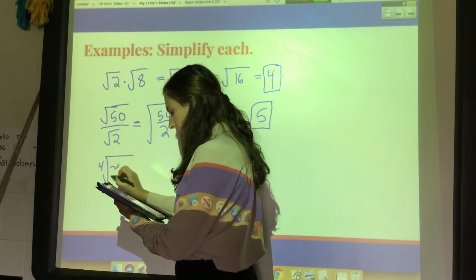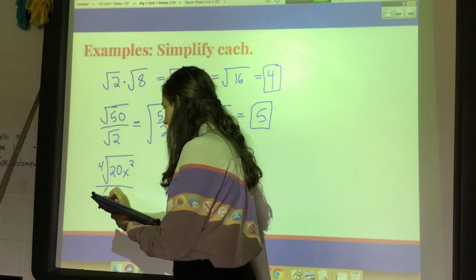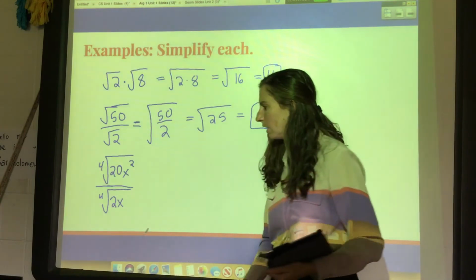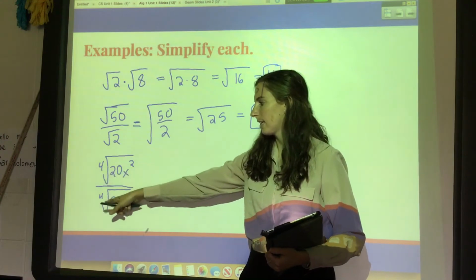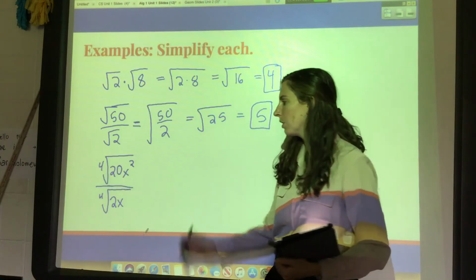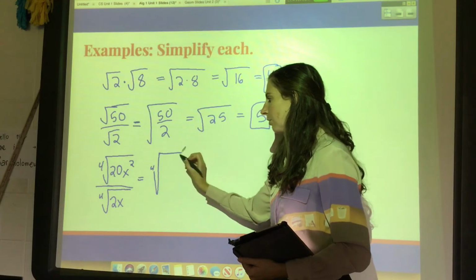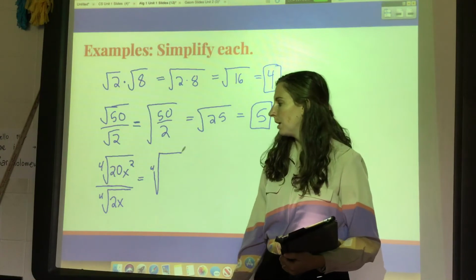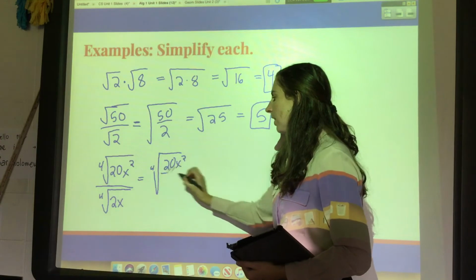Let's do another one. This time we're going to do a fourth root of 20x squared divided by another fourth root of 2x. So this is not a 4 multiplying in front, this is a little 4 as an index in front of these. Again, separately, I'm not going to be able to do a whole lot with those, so why don't we try combining it into all one big fourth root. The 4s don't combine, it just stays the fourth root. But I can combine all this: 20x squared divided by 2x.